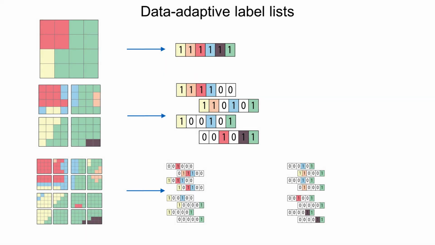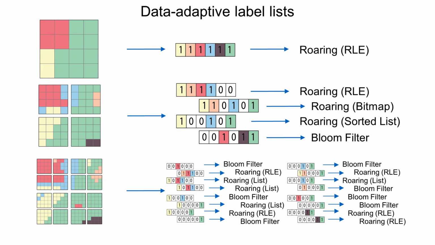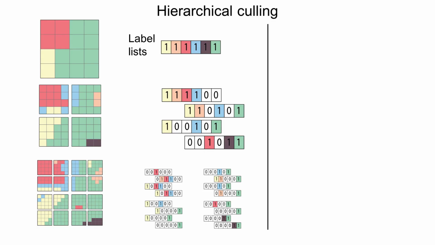To encode the label list tree, we follow a data-adaptive approach. For each node, we estimate the best data structure for representing the labels of the corresponding spatial region. The input for culling is a so-called query that defines the set of labels we are currently interested in. All blocks that do not contain any of these labels should be culled or removed.